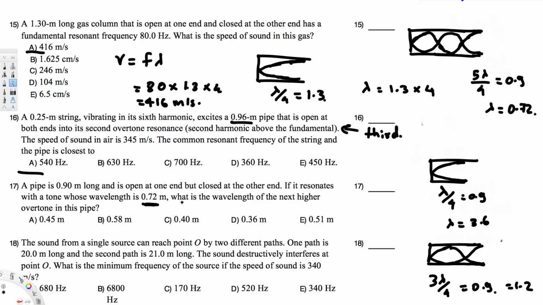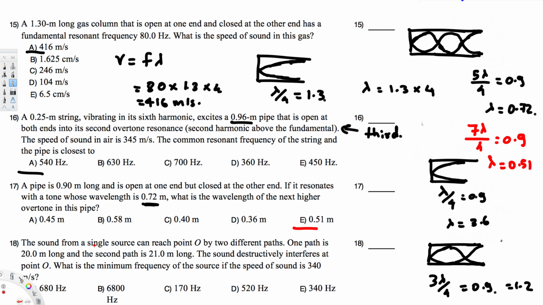Now here's the question is asking, what is the wavelength of the next higher overtone in this pipe? So next higher overtone means they are asking for the fourth harmonic motion. So this is third. Fourth is, according to the pattern, we know that this goes like 1, 3, 5. The next one is going to be 7. So 7 lambda by 4 is equal to 0.9. And if you solve for lambda, you will get 0.51 and some values. So the answer is going to be E, right? And that's how we do this kind of problems.